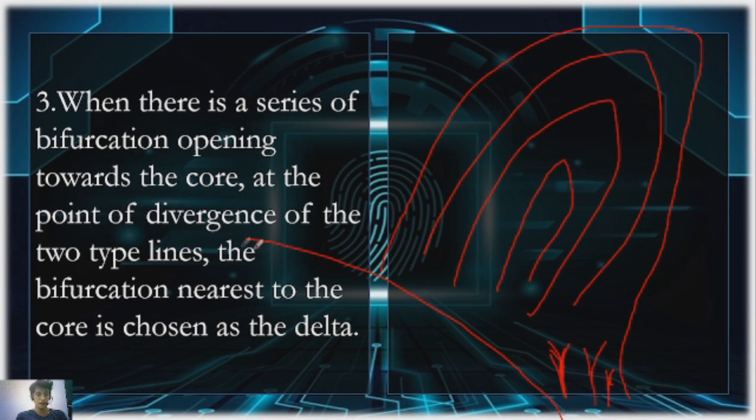So with that, what are we going to choose? So let's say there are three bifurcations in here. So there are three bifurcations at the point of divergence. So what are we going to choose? Okay, we are going to choose the bifurcation nearest to the core as the delta. So let's say the core is in here. So which is the nearest to the core? Which bifurcation is nearest to the core? Is it A, B bifurcation, or C bifurcation? So the answer is letter C, or C bifurcation would be the one that will be chosen as the delta.